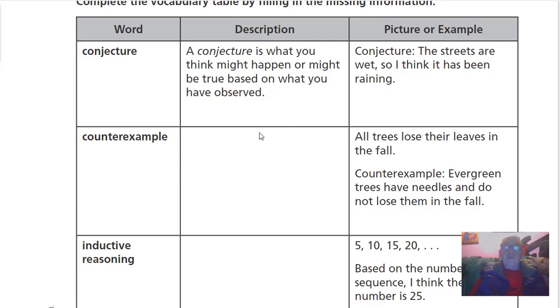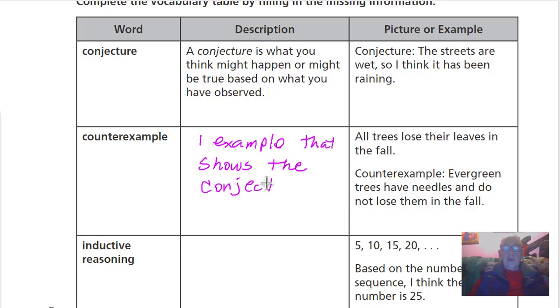Okay. A counterexample is something that basically shows that a conjecture is false. And all it takes is one example of a conjecture being false or not working to have the whole conjecture be false. So we could say we need one example that shows the conjecture does not work. And all it takes is one.